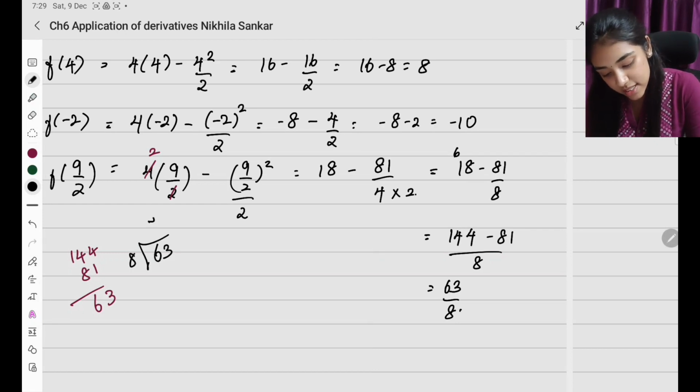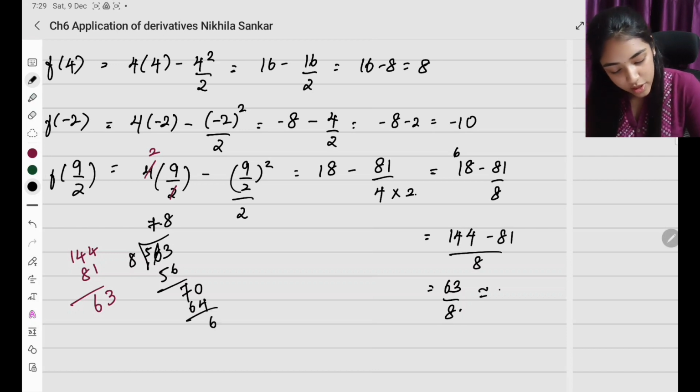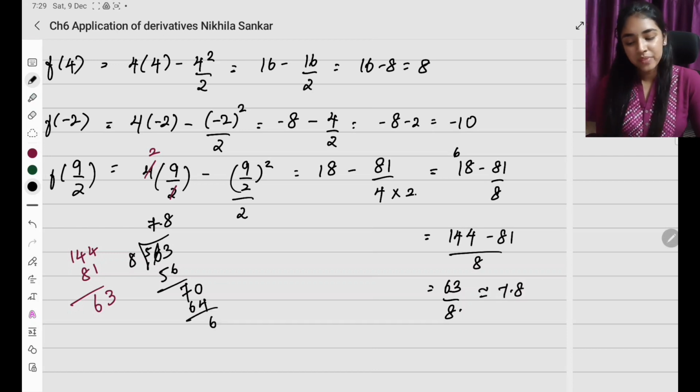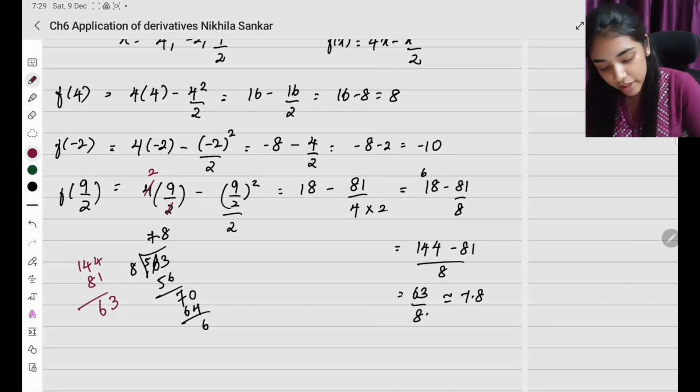So 8 8s are 64. 8 7s are 56. 63 minus 56 is going to give me 7. And then 8 7s are 56, 8 8s are 64. So this is basically approximately 7.8. Okay. Now what is my minimum and maximum value? So in that I have 7.8 and 8. So this is going to be my maximum value and this is going to be my minimum value.